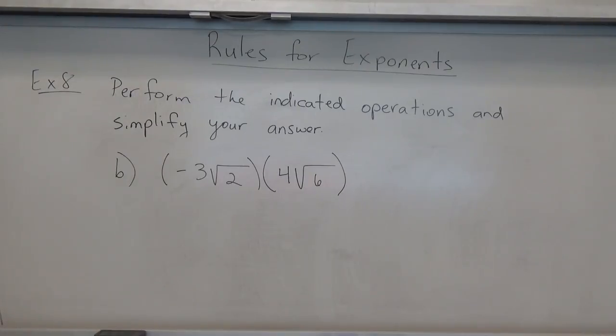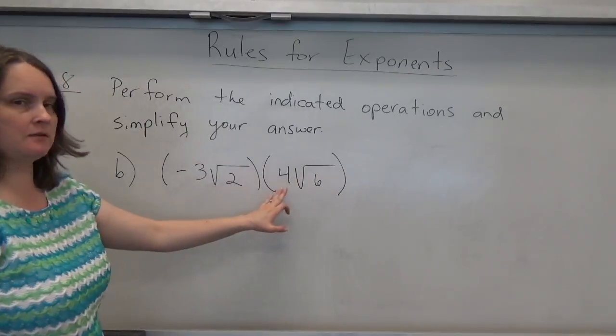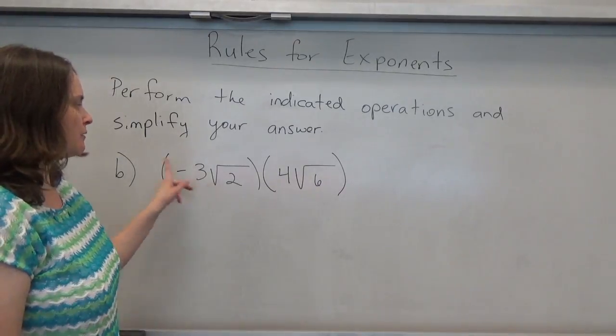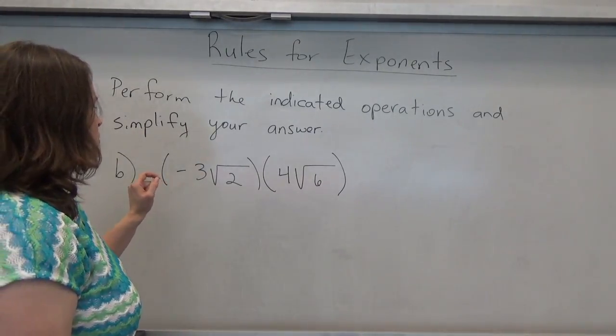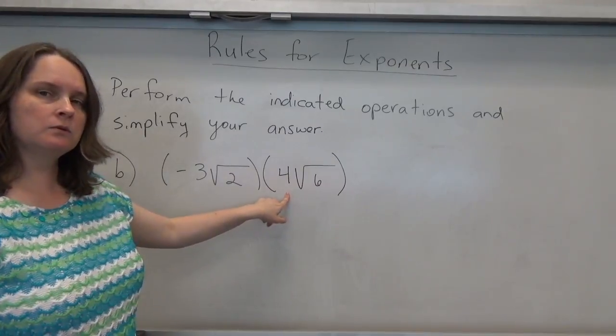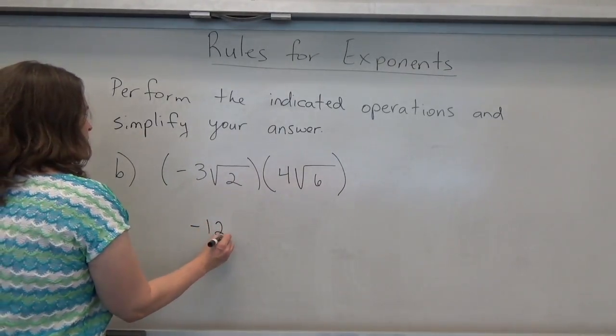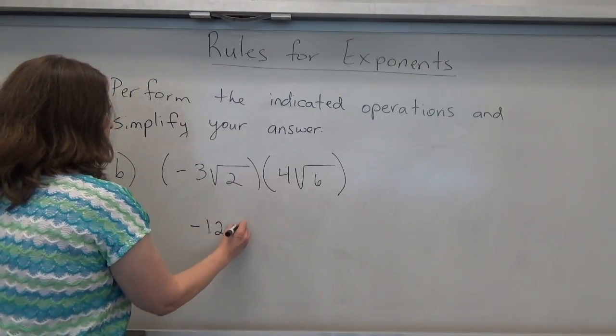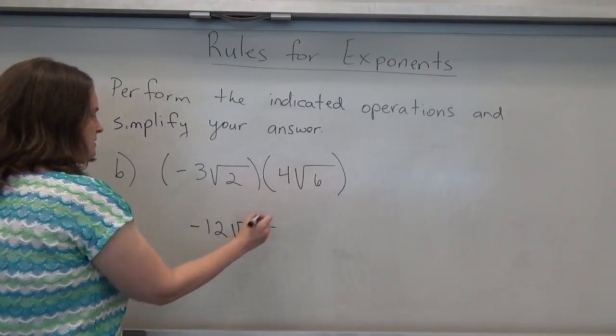Part B, for example 8, we're asked to perform the indicated operations and simplify our answer for negative 3 square root 2 times 4 square root 6. So it's important to distinguish between numbers that you see on the inside of the radical versus numbers on the outside of the radical. Using the commutative property for multiplication, we can rearrange these if you want to. And you could say that this is negative 3 times 4, which we know is negative 12. And then the square root of 2 times the square root of 6 can be combined as the square root of, again, 2 times 6 is 12.